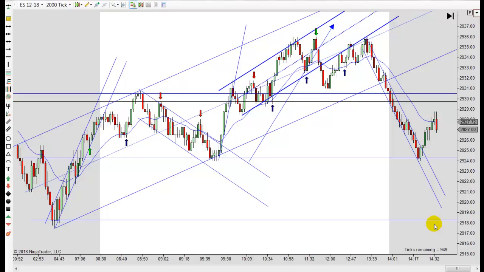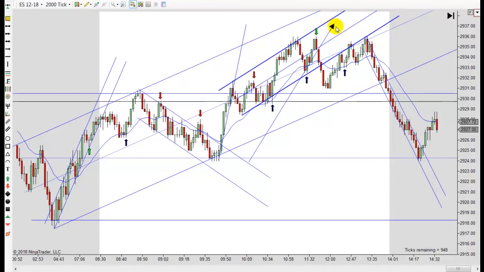And what looked like was going to be maybe a range day turned out to be an uptrend. And really, you've got two legs up. You've got a leg up, a correction, and another leg up. We didn't quite get a measured move.